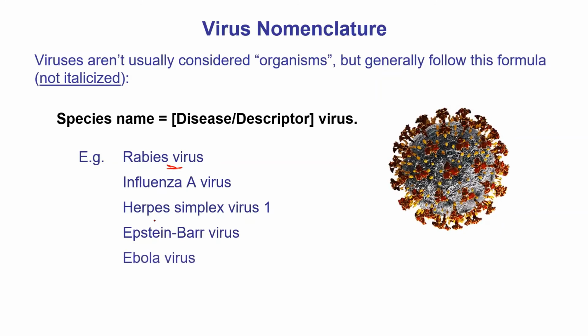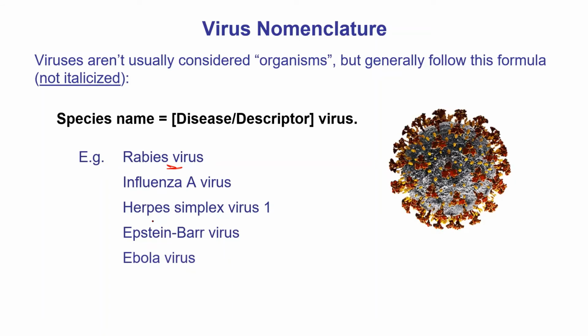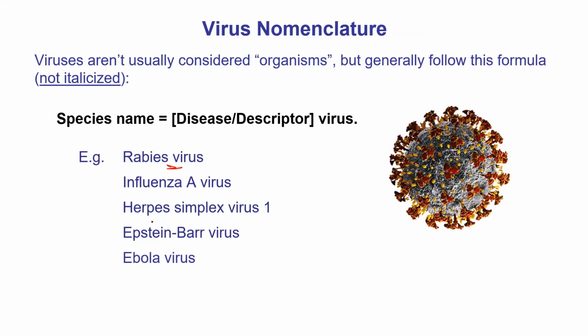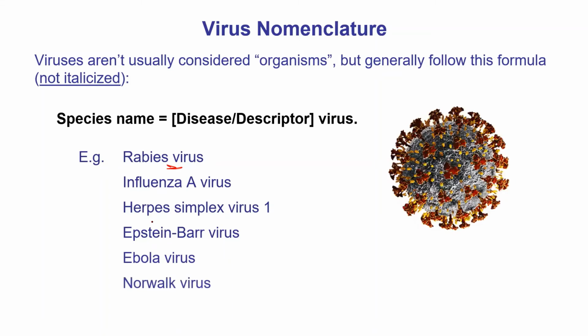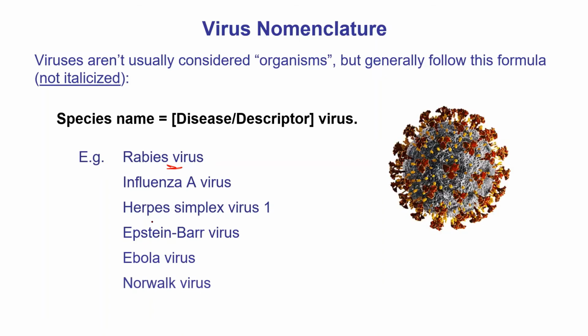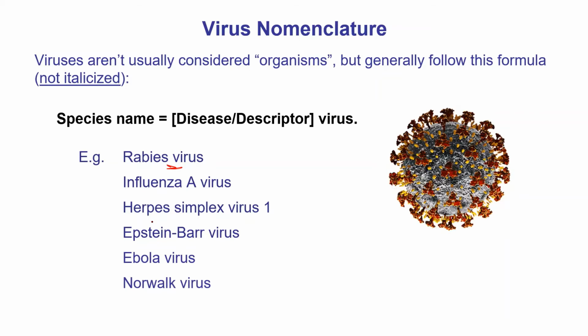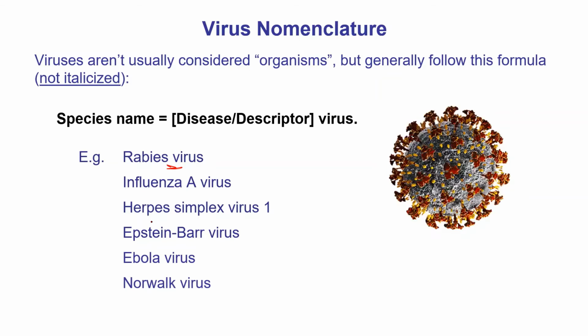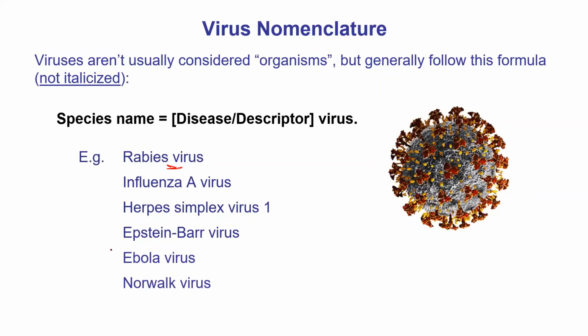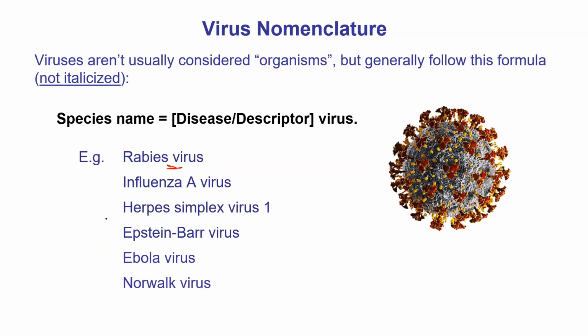Ebola, you may have heard of that one. It's named after a river in the Democratic Republic of the Congo. And Norwalk virus, this was named after, I think, a town in Ohio. In fact, they don't like that name so much because who wants a virus named after them, right? Particularly one that's causing explosive diarrhea.